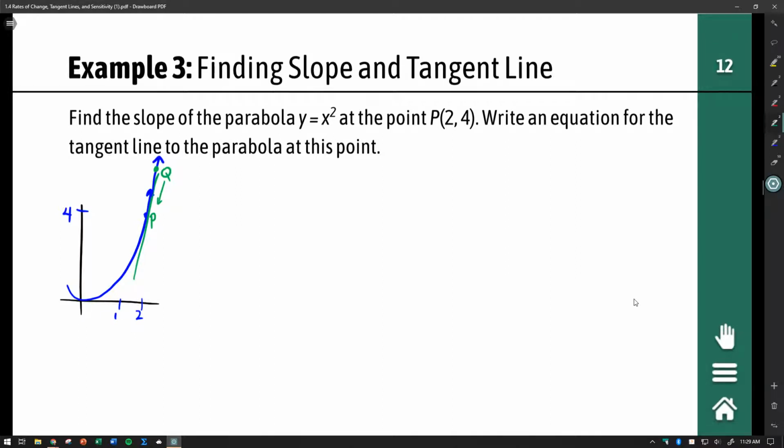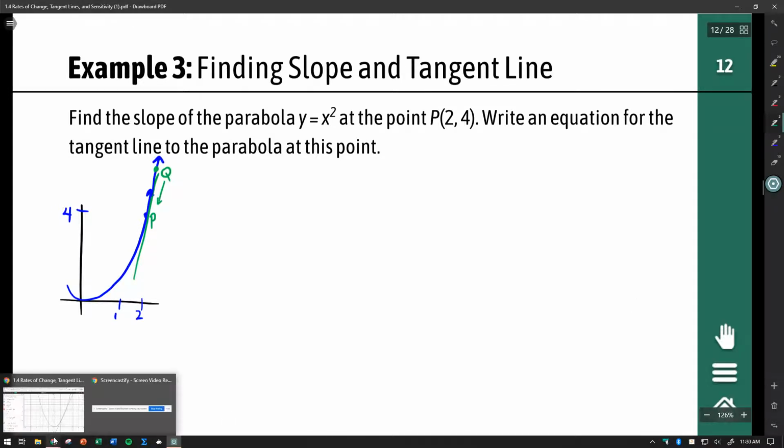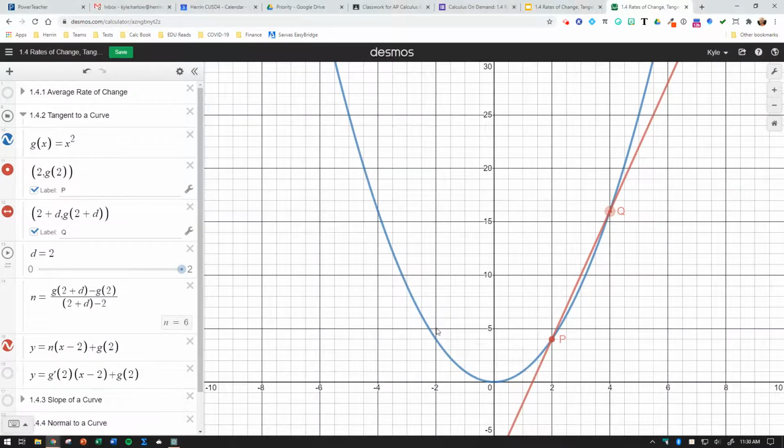Okay, so how are we going to do that? Well, Q doesn't necessarily have to be a specific static point. It can just be a little bit of a space away from P. Let's take a look at the Desmos graph of this situation before we go any further.